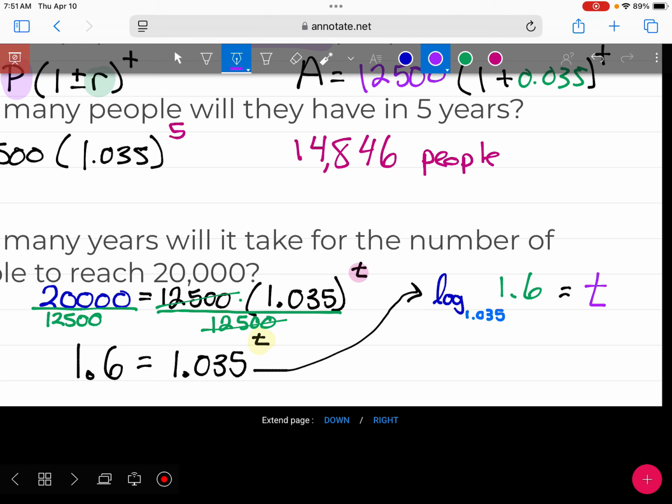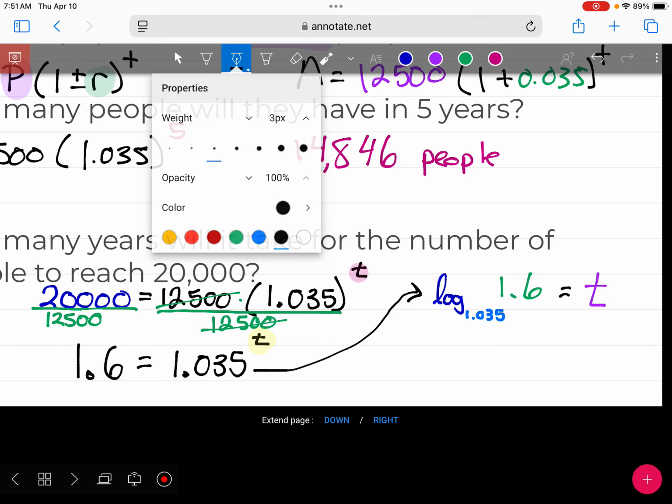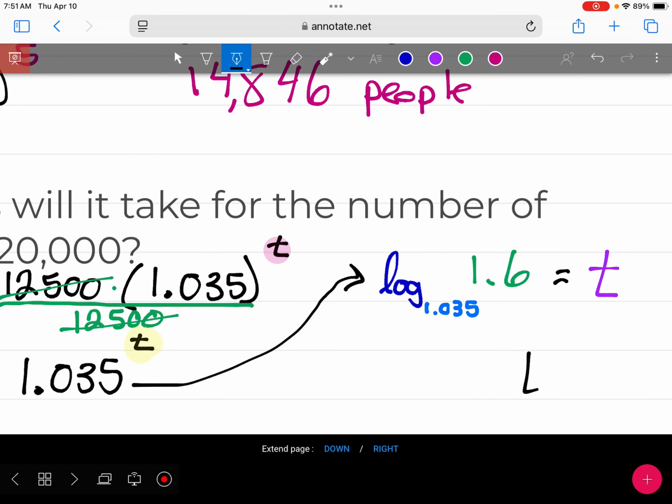How many years is that? How can we find out how many years it is? Put it in the calculator. But can I put it in the calculator just like this? No. What do we need to do? Change of base. How are we going to do that? Log of 1.6 over log of 1.035.